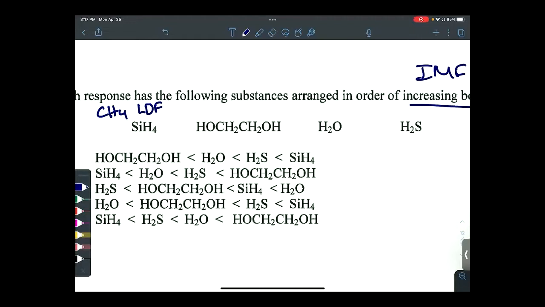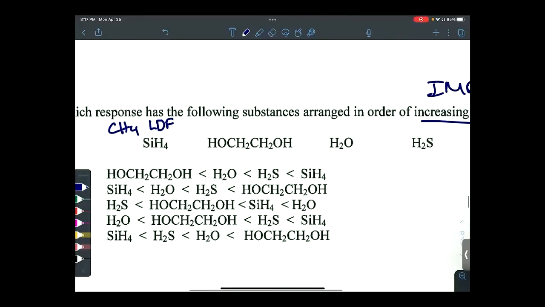Yes, only if all of the bonded atoms are the same. If I have CH4, yes, that's nonpolar. But if I have CH2Cl2, that's still tetrahedral, but that is polar. But if I had CCl4, that is nonpolar. Okay, all right. That has LDF.